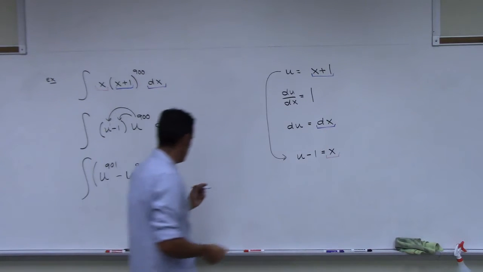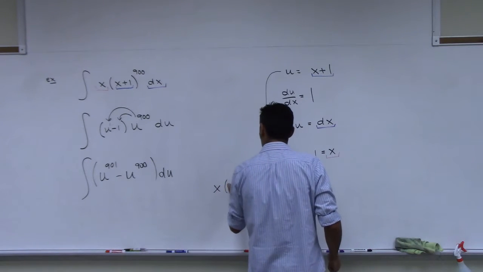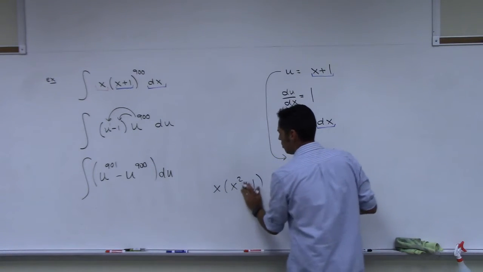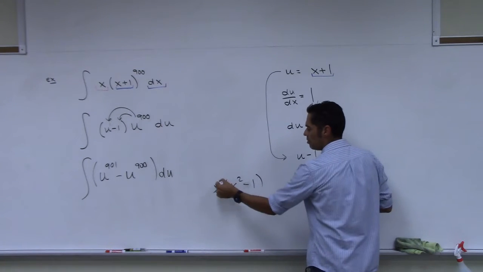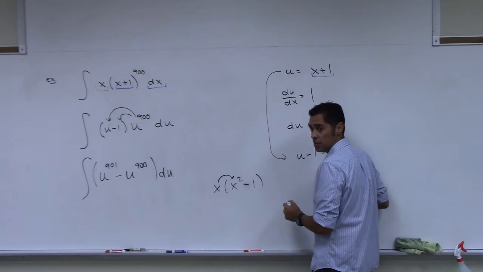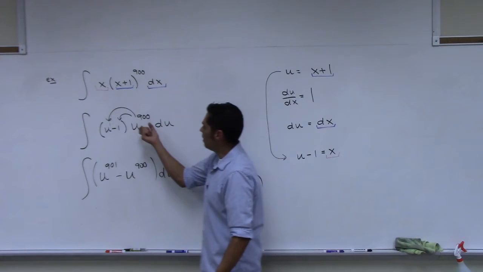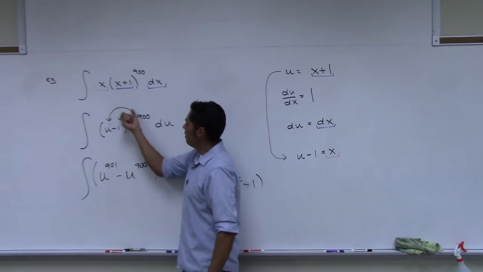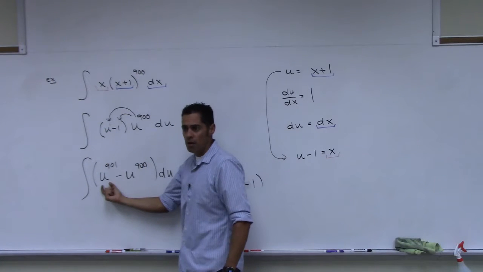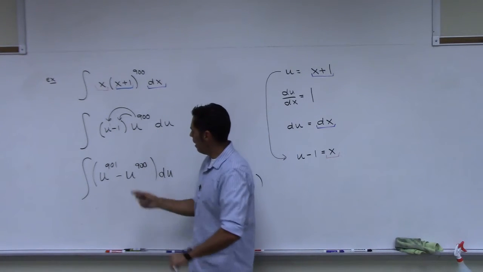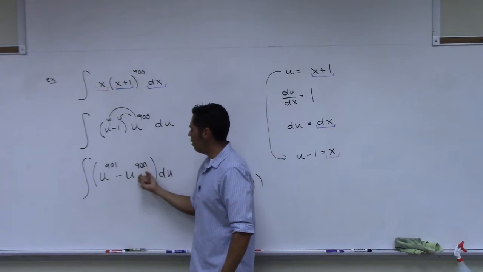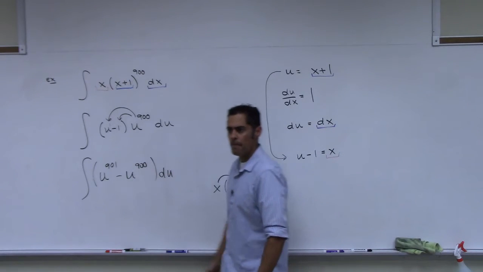Okay, well, let me just do it this way. x times x squared plus 1. If I asked you, well, let's do minus 1. If I asked you to multiply these, you do x times x squared, which would be x cubed, right? You're just adding one more to the power. That's what I'm doing here. u to the 900th times u is u to the 901, right? And then u to the 900 times negative 1 is just negative u to the 900. Good?